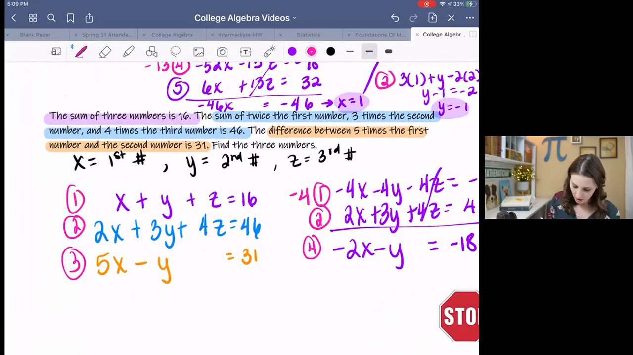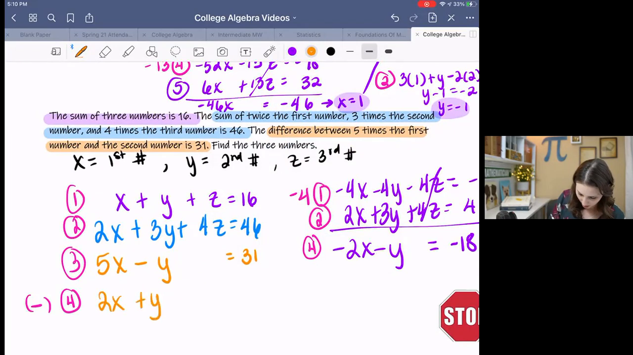All right. Now we need to use equation 3 and 4. So equation 3, I've already got written in orange. I'm not going to rewrite it because I'm running out of room. I need to multiply negative times equation 4. And I get positive 2x, positive y equals positive 18. We get 7x equals 49, which makes x 7.